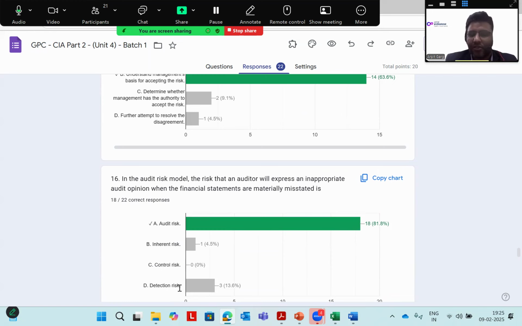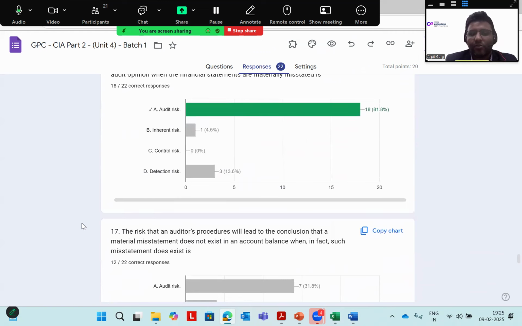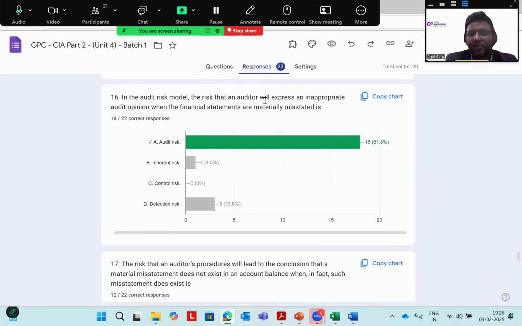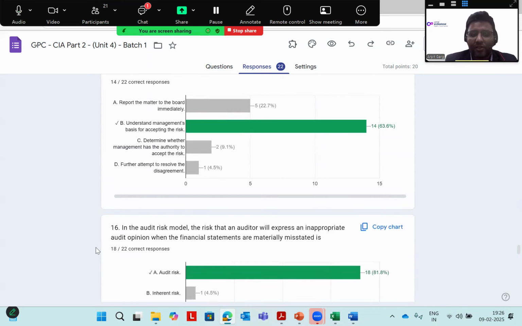Now, some of you are saying it is detection risk. I hope you are clear between 16 and 17. Everyone, are you clear between question number 16 and 17? Yes or no? 16 is clear cut, inappropriate opinion, so it is audit risk. In question number 17, it says that the audit procedures were leading to an incorrect conclusion. So that is what detection risk is, right? That we will not be able to detect it. So 17 is detection risk.